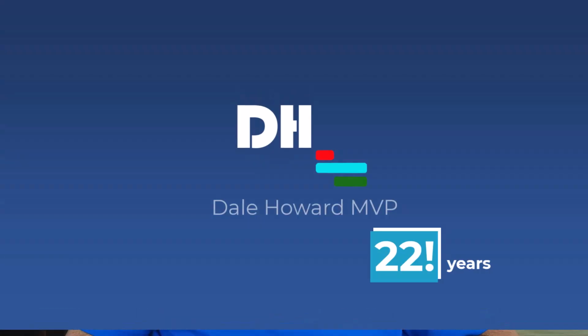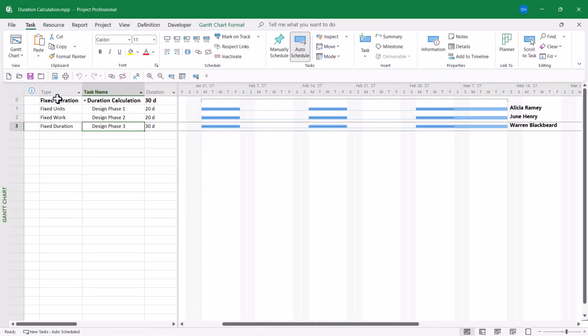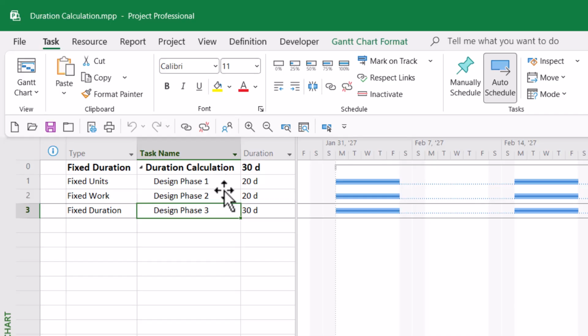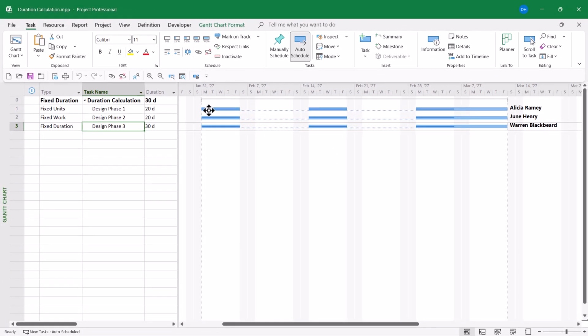In this sample project, notice that I have 3 tasks: Design Phase 1, Phase 2, and Phase 3. Notice that all 3 tasks follow the same work pattern. Work was done the first week, then there was a task split. Work was done the third week, then a task split in week 4, and then the remaining work is 10 days during weeks number 5 and 6.